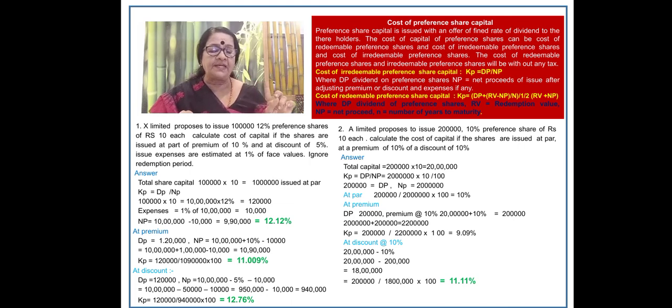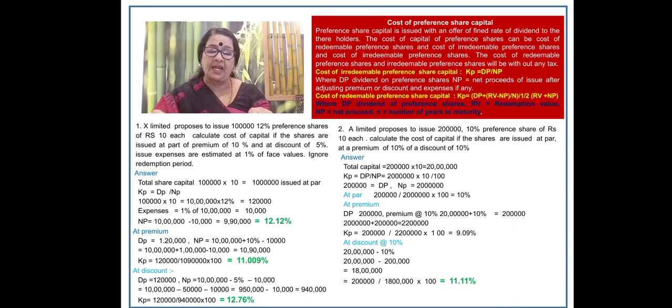The flotation costs are estimated at 20,000. The actual realizable value is 5 lakh rupees. From that, you have to deduct the cost of 20,000. There is no premium or discount. So 5 lakh minus 20,000, what will be your NP? 4 lakh 80,000.